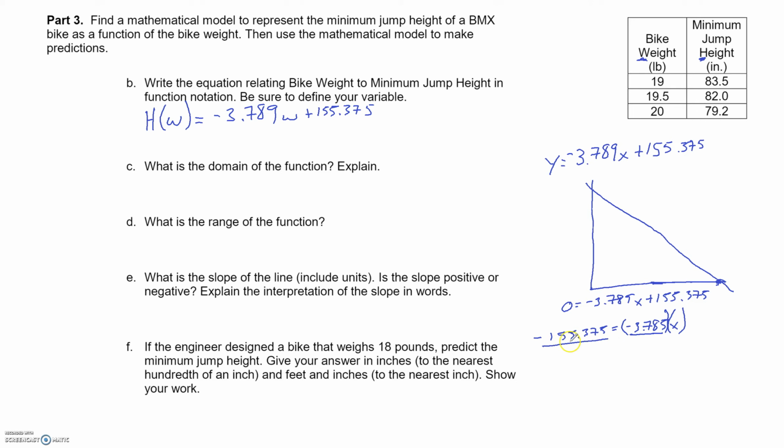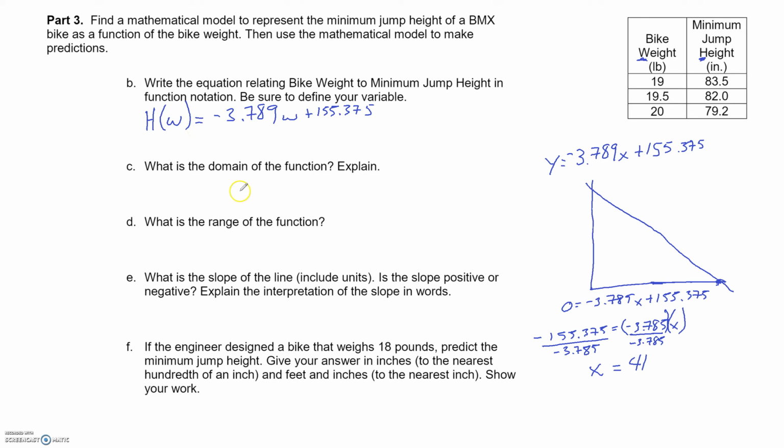So that divided by negative 3.789, and that divided by negative 3.789. That means that x is going to equal about 41. And x, we said, is the weight.